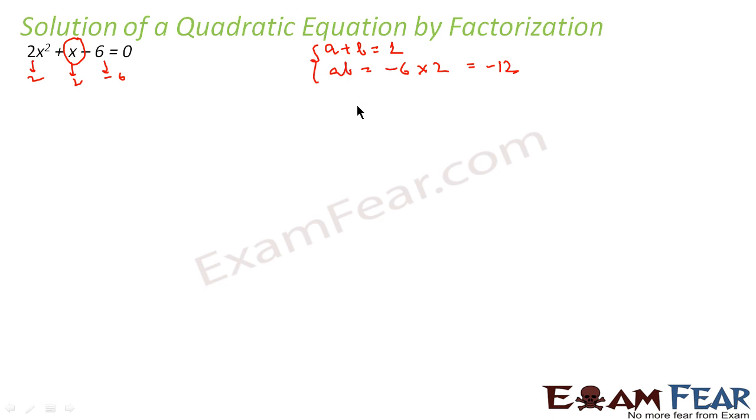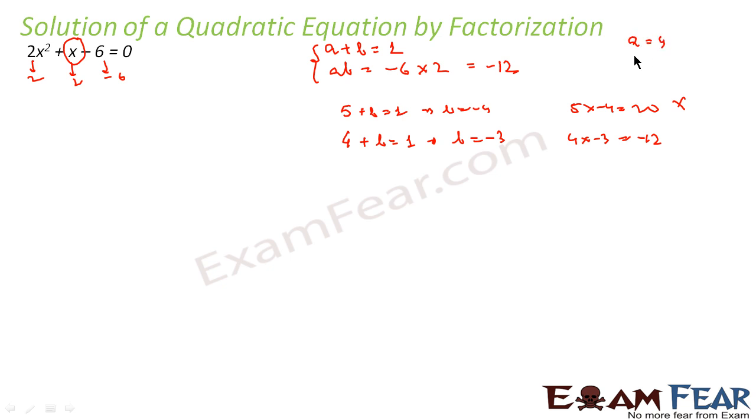Now let's suppose a is equal to 5. 5 plus b is equal to 1, or b is equal to minus 4. 5 into minus 4 is equal to minus 20. Not possible. Let's put a is equal to 4. 4 plus b is equal to 1, or b is equal to minus 3. 4 into minus 3 is equal to minus 12. Correct? So we have got our solution. That is, a is equal to 4 and b is equal to minus 3.